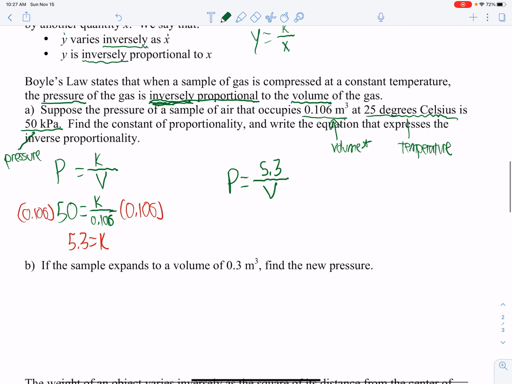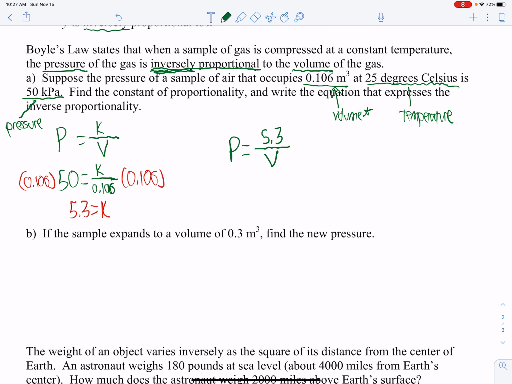So then it says, if the sample expands to a volume of 0.3 cubic meters, find the new pressure. So our volume is 0.3. We're going to plug that into our equation. P equals 5.3 divided by 0.3. Now here, when I do that on my calculator, I get a really long decimal. I'll just round it off to, since this one was 3 decimal places, I'll give it 3 decimal places. 17.667. And pressure, our units for this problem are the kPa, the kilopascals.